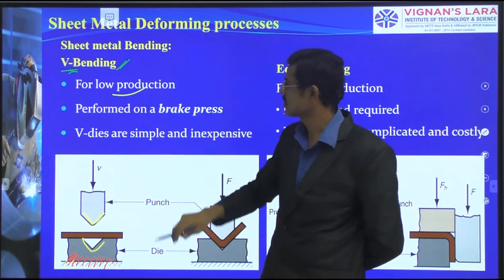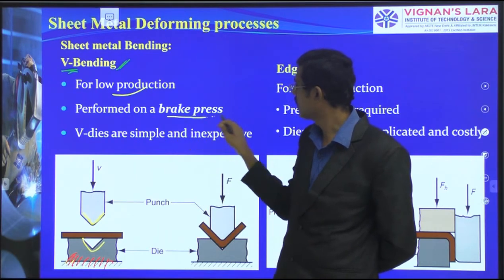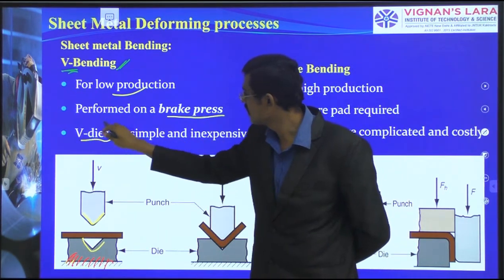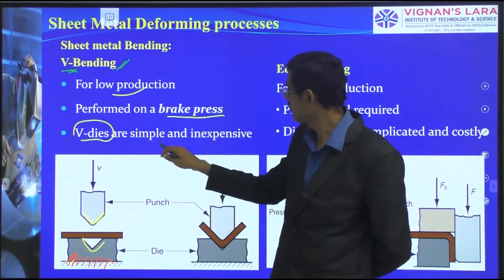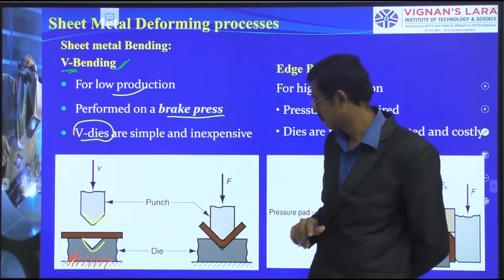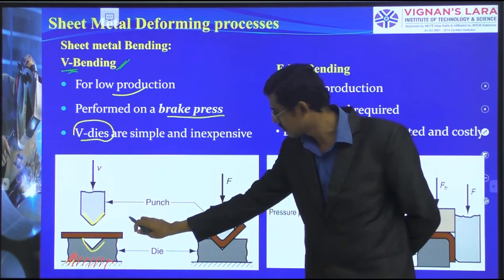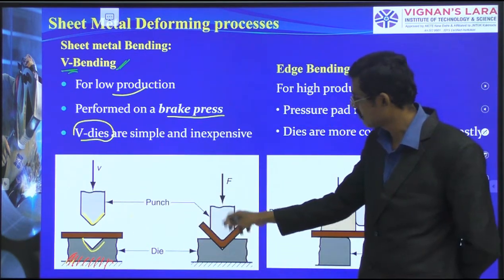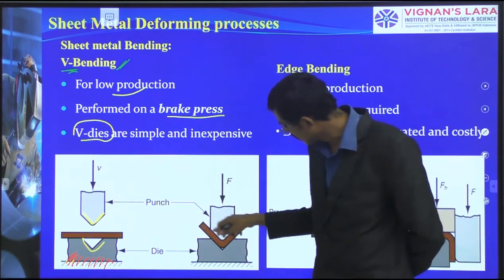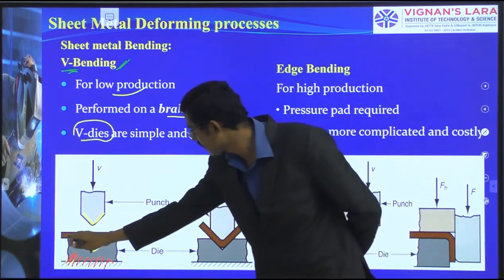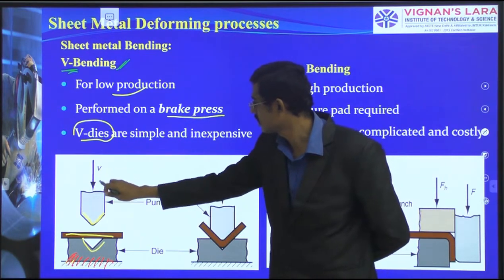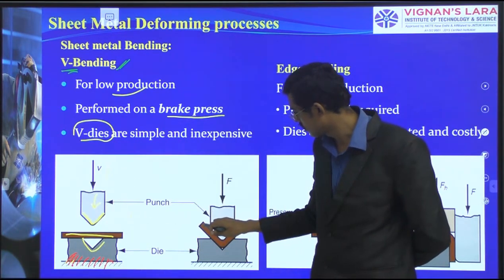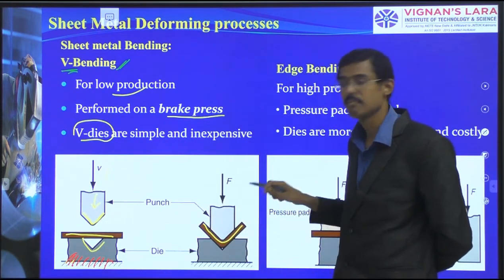For low production, it is performed on a brake press with a V die. See, this is a V die. Fixed die and V die are simple and inexpensive. This is the number 1 condition, and this is the number 2 condition. After bending, it looks like this. You see, this is flat. Now after giving the force here, it is converted into the V shape.